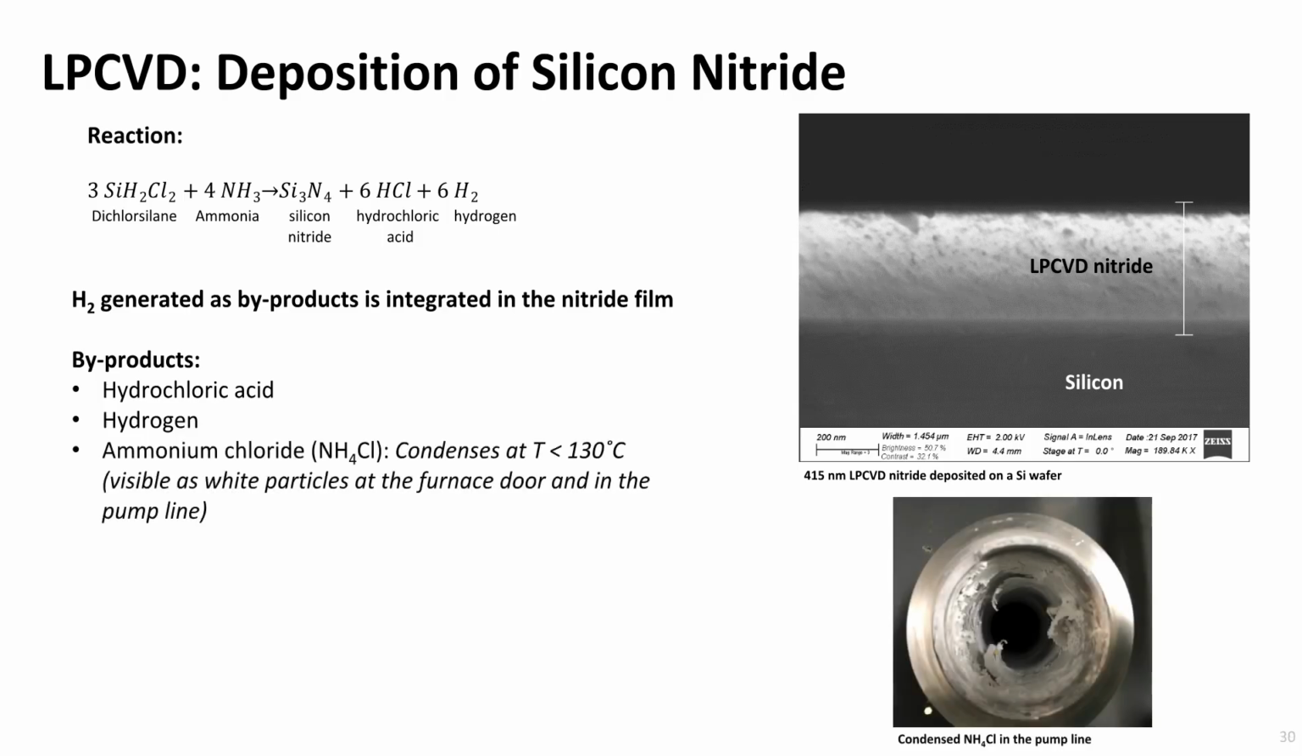At temperatures below 130 degrees, another unwanted byproduct, ammonium chloride, can be formed by condensation. Those can sometimes be observed at the furnace door or in pump lines as white particles. Ammonium chloride can irritate the respiratory system as well as eyes and skin and should be handled with some caution. Please contact a staff member from DTU Nanolab if you observe white particles.